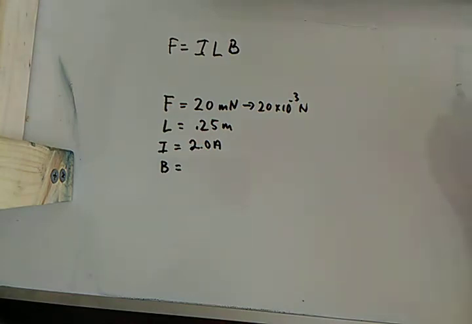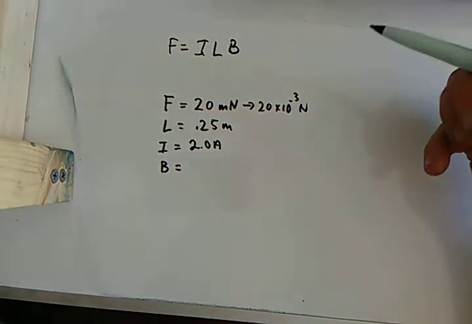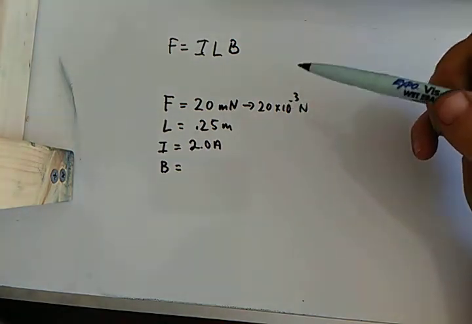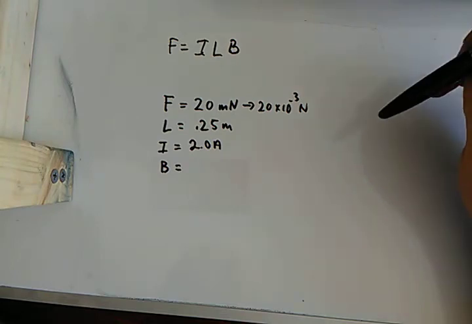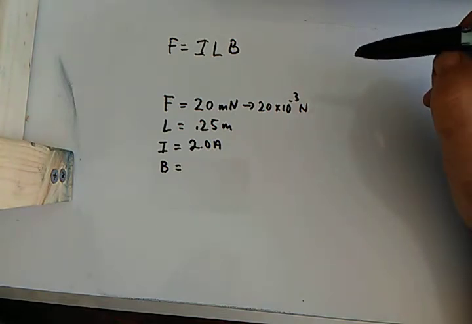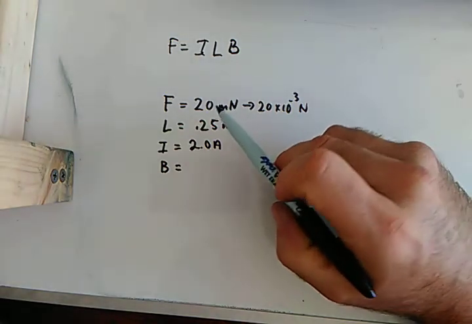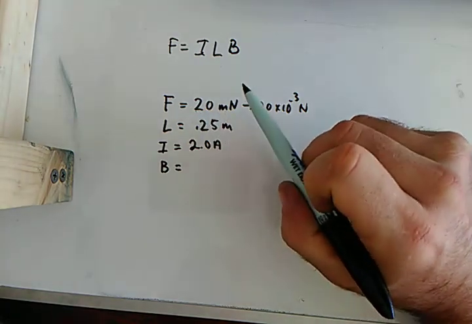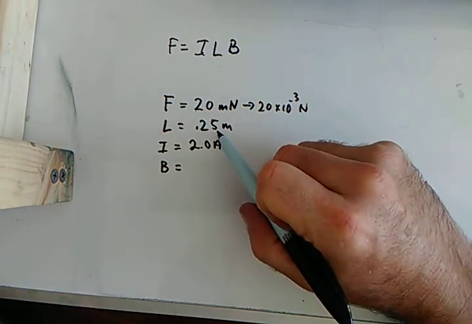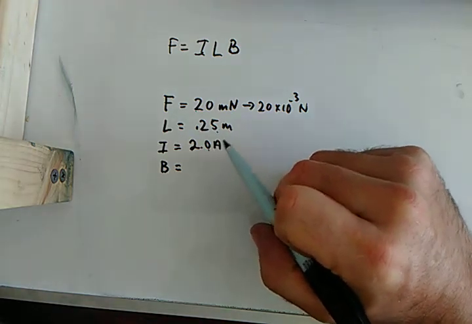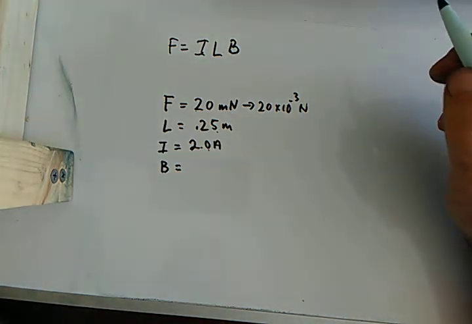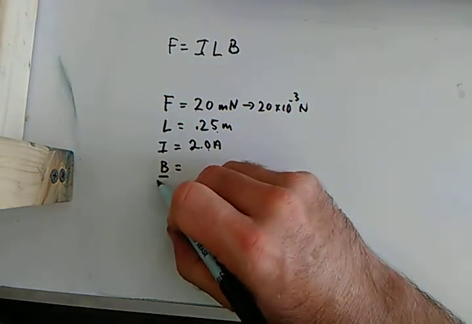Here's our second question. I'll read it to you in word problem form, but basically it says a uniform magnetic field exerts a maximum force of 20 millinewtons. So we have a force of 20 millinewtons on a 0.25 meter long wire carrying a current of 2 amps. It says, what is the strength of the magnetic field? So what we're looking for is B.